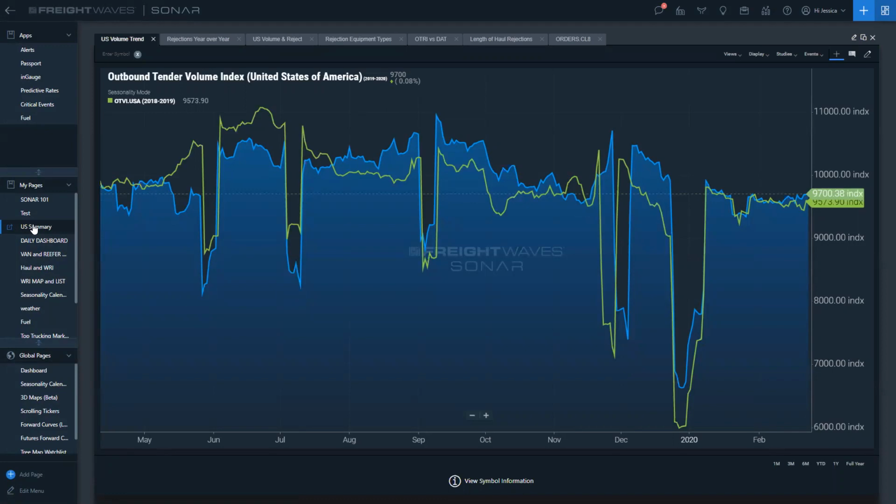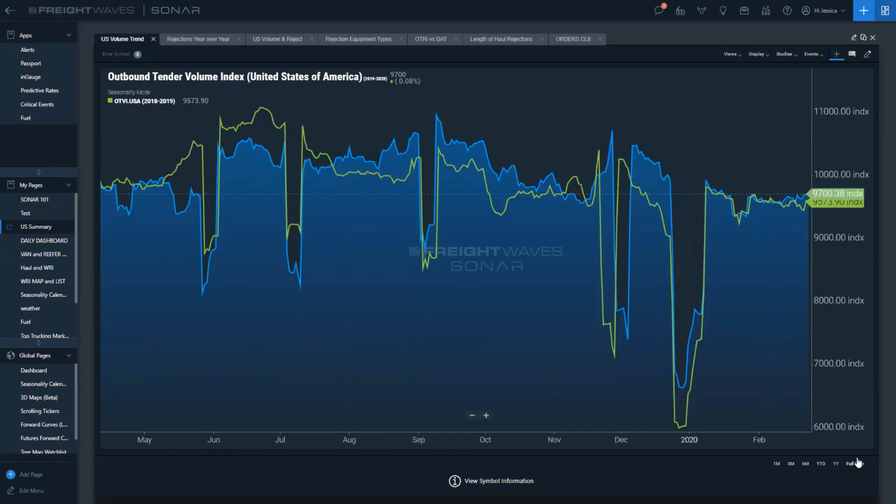What you're looking at here is the Outbound Tender Volume Index. It is the tender volume flow through the United States of America. The blue line is 2019 into 2020. And the green line is 2018 into 2019. So it is a year-over-year comparison.